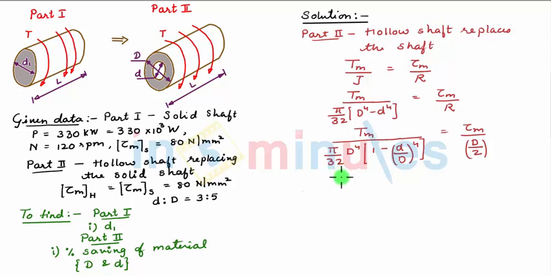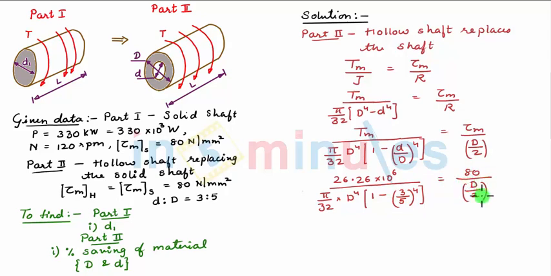So upon substituting the values, we have 26.26 into 10 to the power 6 the whole upon pi by 32 into D to the power 4 into 1 minus 3 by 5 to the power 4 equal to 80 upon capital D by 2. So we see that the only unknown here is capital D. If this D to the power 4 term goes over here, we will have D cube over here, and taking all the values on the left hand side, we can take the cube root of these values so as to get the value of D.